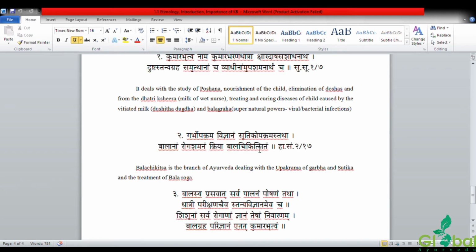Upakrama in general means all the things, taking care: taking care of the child, of the garbhini, of the sutika, and curing the diseases of the bala, sutika, and also the garbhini. So Harita Samhita, as I said, considers that the study of Kaumarbhritya starts from the day of conception to 16 years of age. So he has included everything.